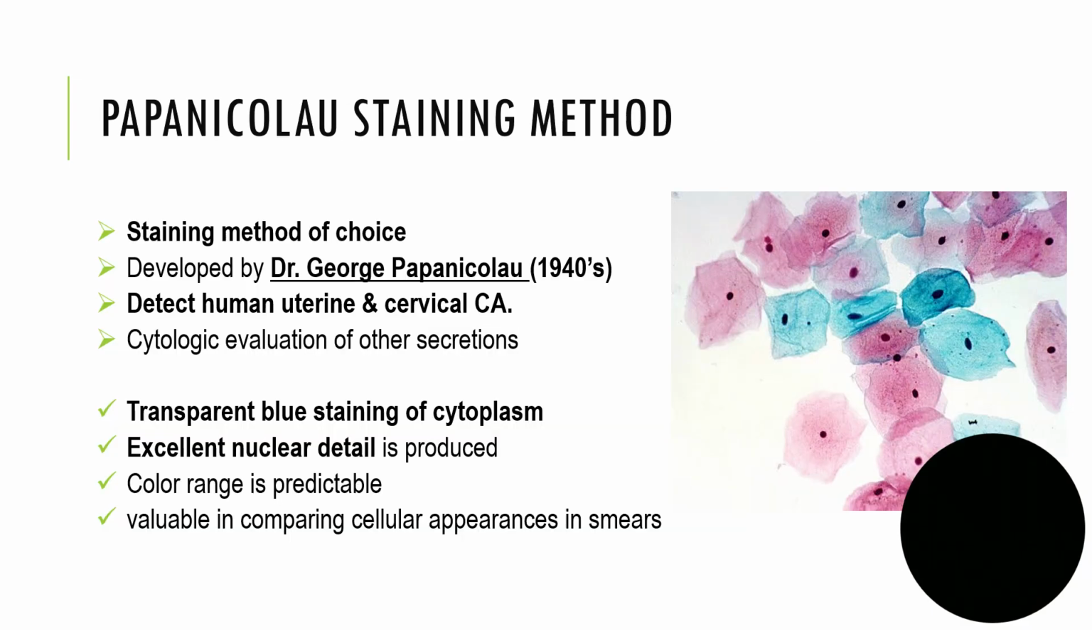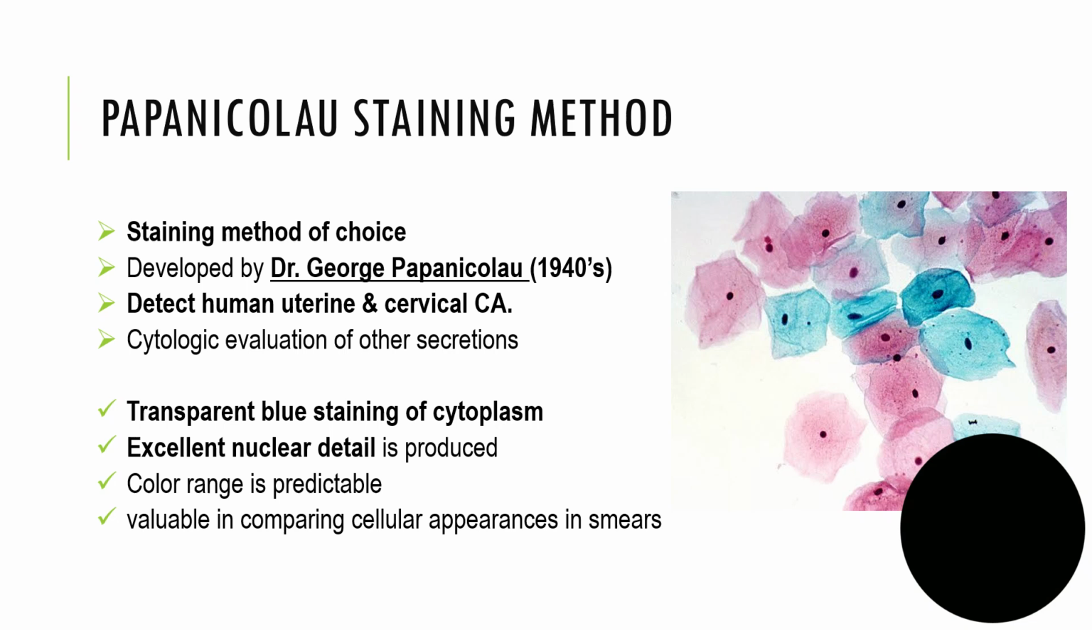We now arrive at one of the most important topics in cytology, the Papanicolaou staining method, universally known as the Pap stain. This is the staining method of choice for cytologic preparations. The Pap stain was developed by Dr. George Papanicolaou in the 1940s, originally for the detection of uterine and cervical cancers. It has since been applied to cytologic evaluation of virtually all types of secretions and body fluids.